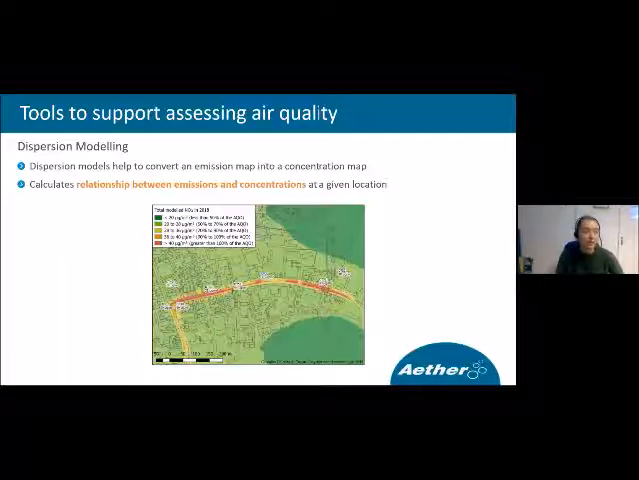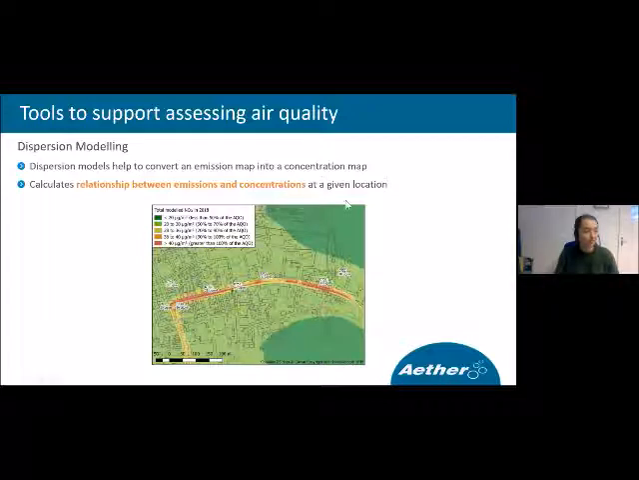So dispersion modeling helps to calculate the relationship between emissions and concentrations. As we see from the World Health Organization guidelines, they're very much focused on concentrations, as that's what will impact human health. So emissions are what we can control, but the concentration is what we are aiming to reduce, so we can reach those guidelines and targets.